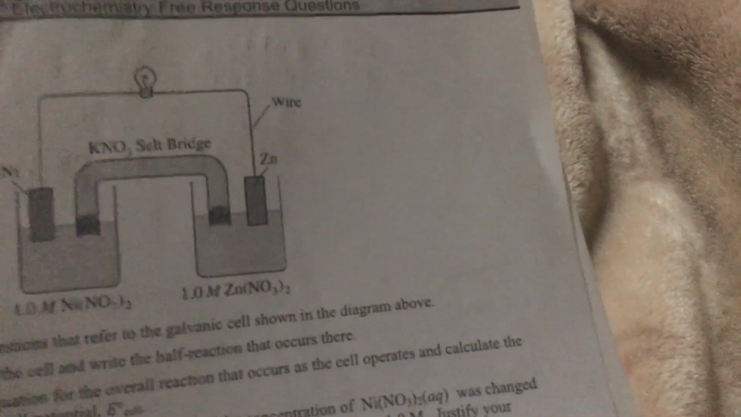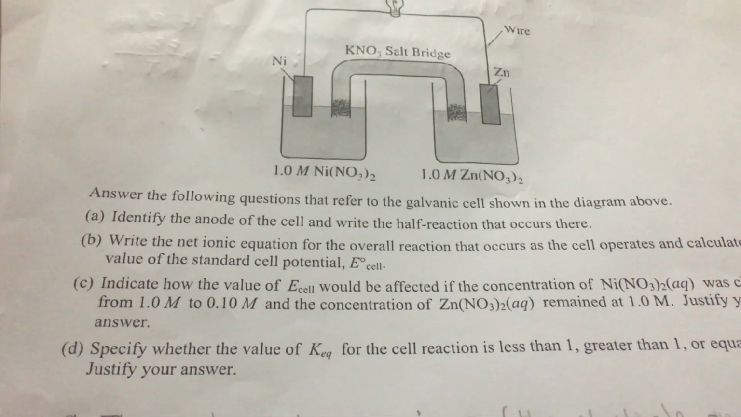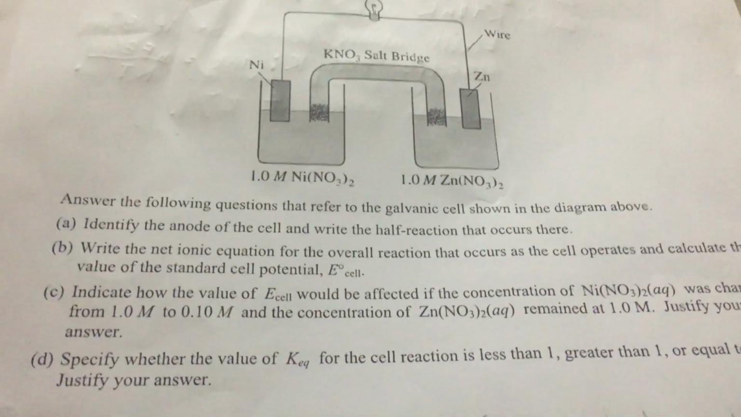Hi, my name is Vishnu, and the FRQ that I've been working on is on electrochemistry. So the first question is asking to identify the anode of the cell and write the half reaction.